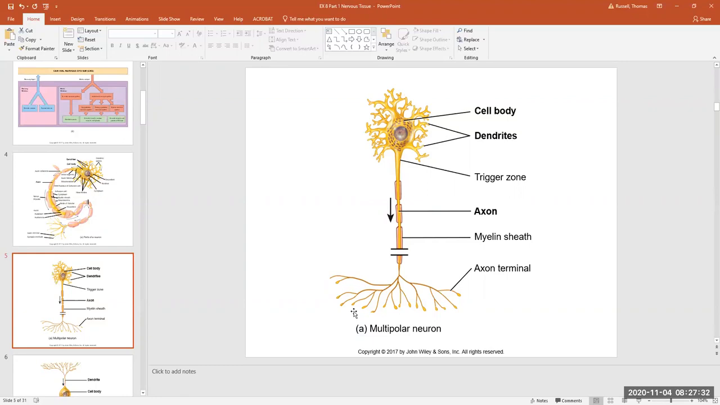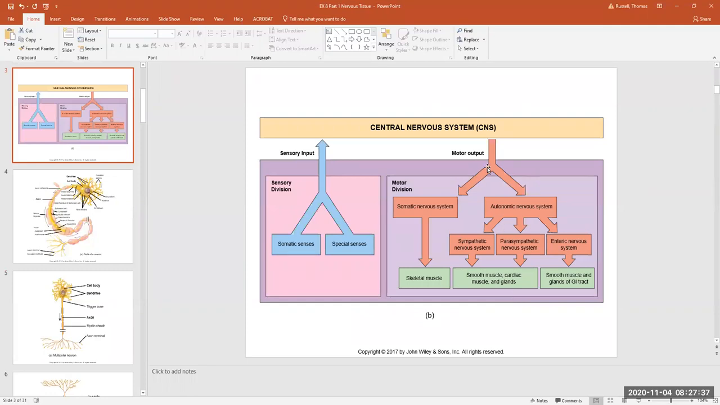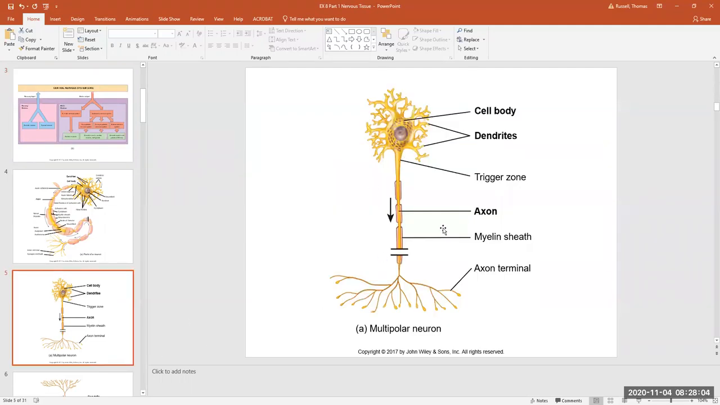So what's a motor neuron? Well, let's look at this chart again. All motor neurons carry information away from the central nervous system out to the body to an effector somewhere in the body. The muscles, your heart, glands, all of that. So motor neurons are always carrying electrical impulses away from your brain and spinal cord to go to the effectors in the body. And these neurons are called motor neurons, and they always look like this because they're multipolar neurons.